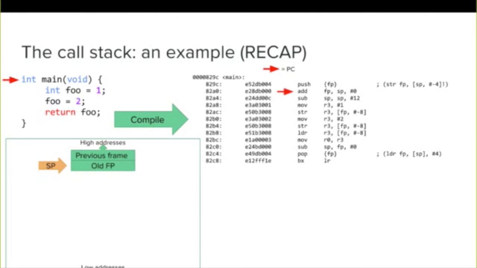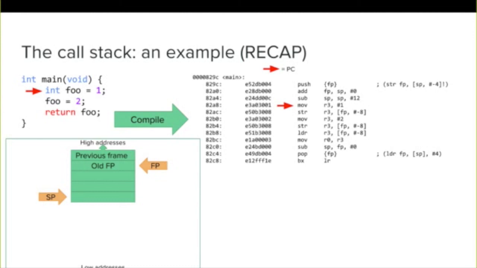Then we add, or sorry, add FP, SP, 0. This is the destination, this is the source, this is the value to add to the source. So SP plus 0 is SP, so the FP moves from wherever it was before down to SP. Then we say sub SP, SP, 12. We're allocating three system words, a total of 12 bytes. Our system words are 4 bytes because we're a 32-bit architecture. We allocate 3 words worth of space on the stack, so our SP moved down 3 slots.